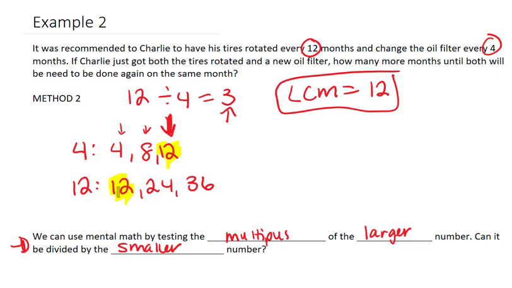So it has to be 12 or above. So in this case, it is actually 12, because if we divide the larger number by the smaller number and we get a whole number, then we know 12 is a multiple of the 4. And therefore 12 is our solution that we're looking for. So that would be our solution.